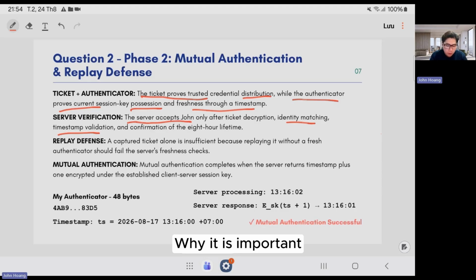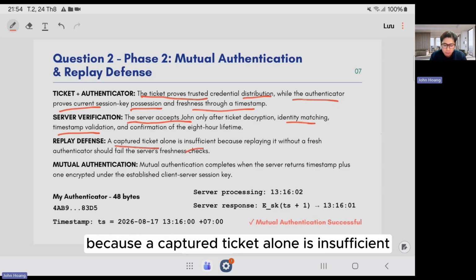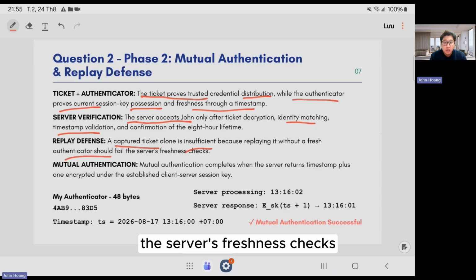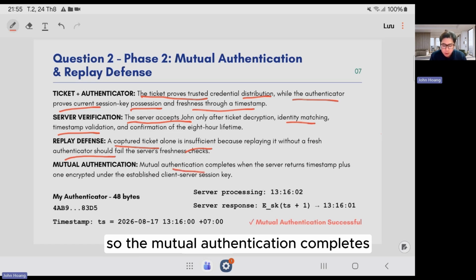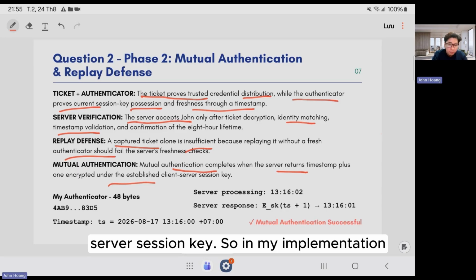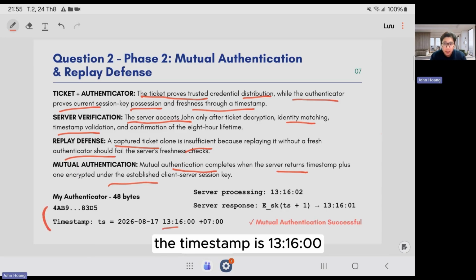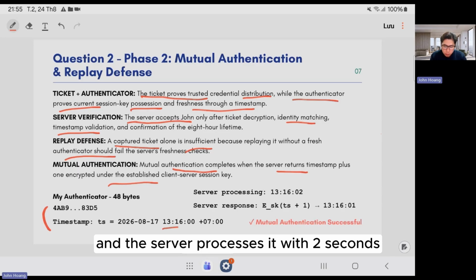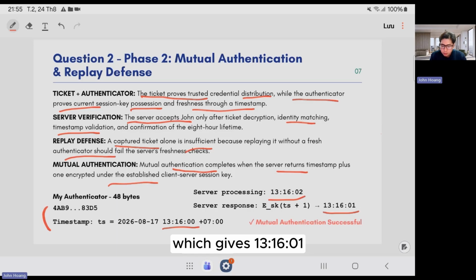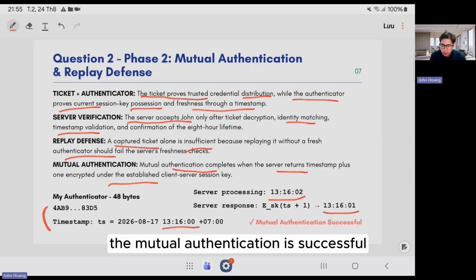Why is this important? Because a captured ticket alone is insufficient, since replaying it without a fresh authenticator should fail the server's freshness checks. So what is mutual authentication? Mutual authentication completes when the server returns the timestamp +1 encrypted under the established client-server session key. In my implementation, the timestamp is 1600, and the server processes it 2 seconds later. The server then returns the timestamp +1, which gives 1601. When the client verifies this result, the mutual authentication is successful.